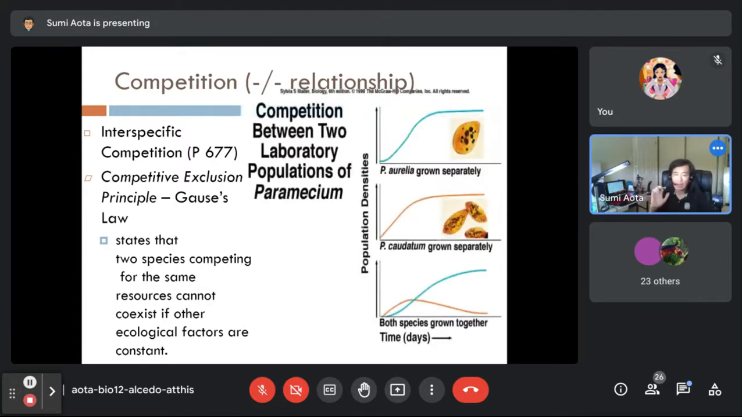A lab demonstration of that occurred in the 80s. These are different species of Paramecium, a protist. This one living by itself does fine. This other one living by itself, the orange line, also does fine. But put them together, and eventually the blue one will outcompete the orange one, and the orange one will decline and finally die out. They won't share. That's the competitive exclusion principle. Two organisms competing against each other will never share a resource.